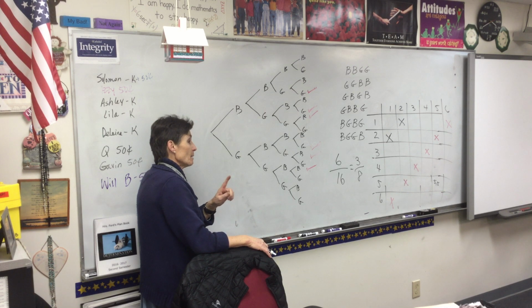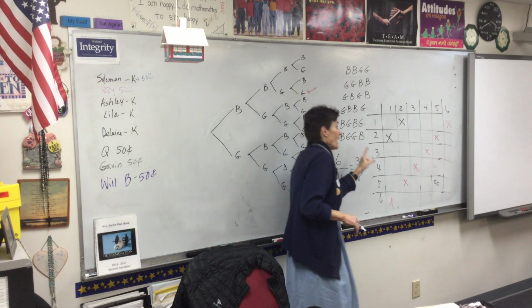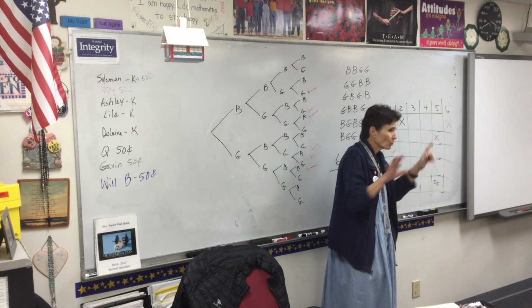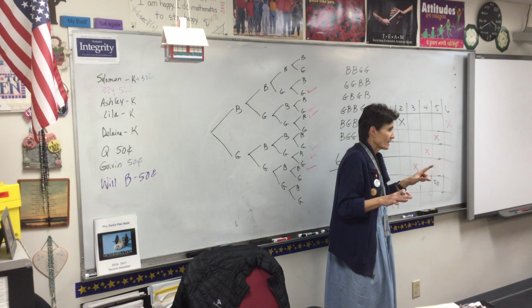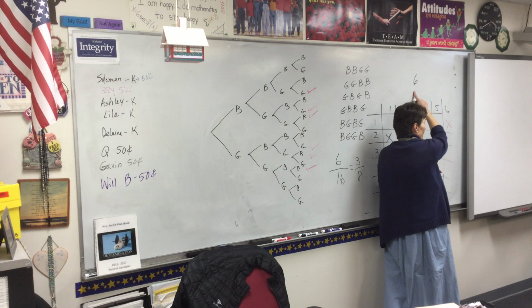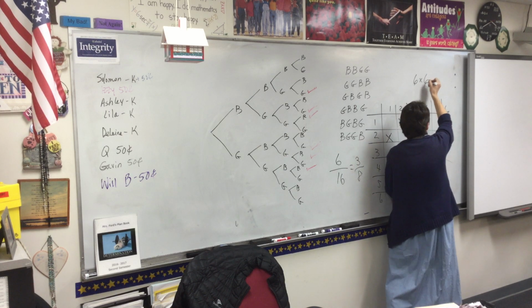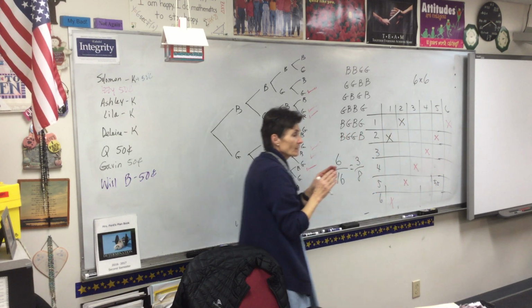Now, I want to make a couple of observations here. The first one is, when we rolled 2 dice, how many total ways were there for the dice to land? What was our total? 36. Because the first dice could land 6 ways, and the second dice could land 6 ways. That's how we got 36.